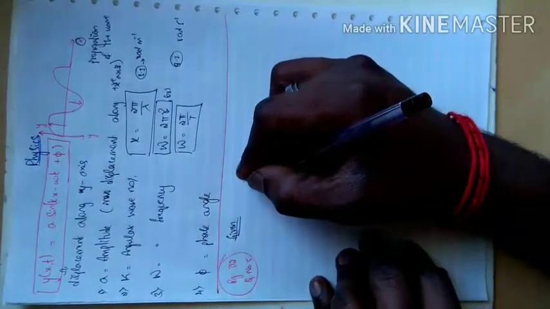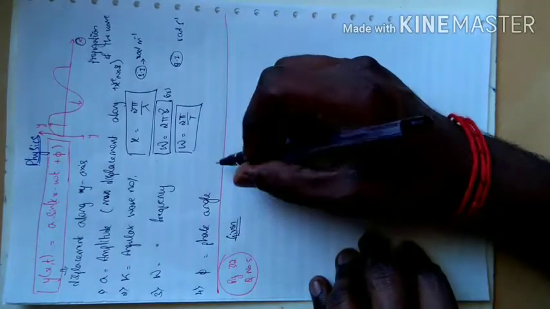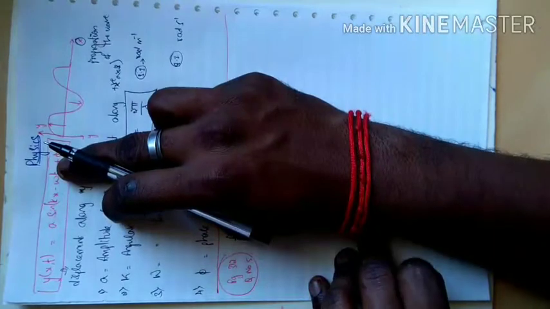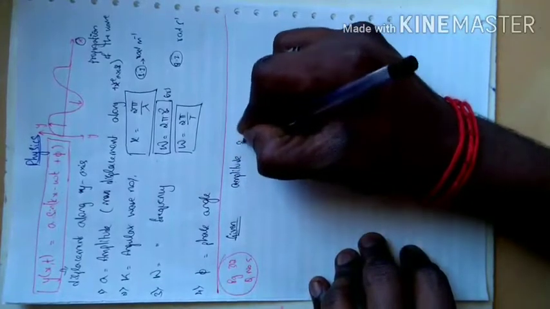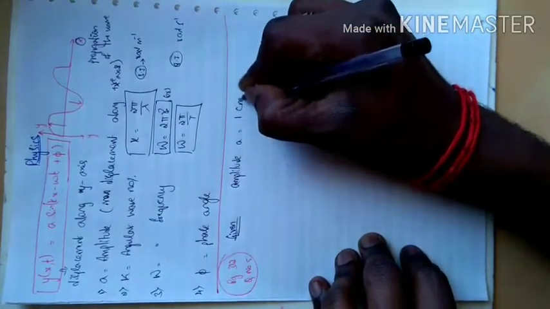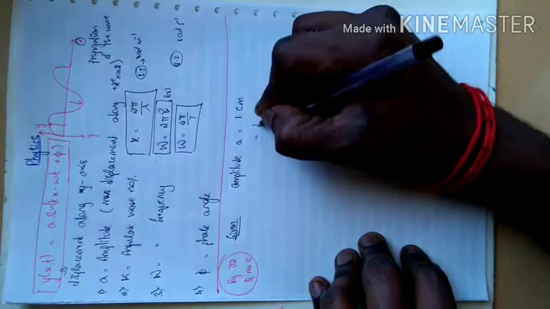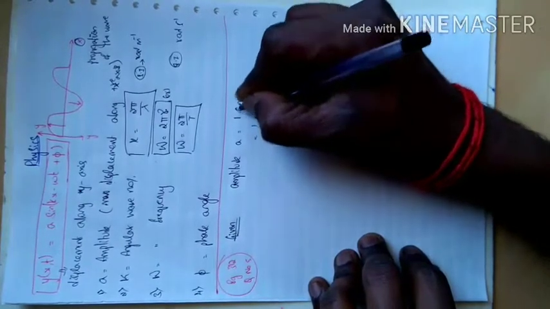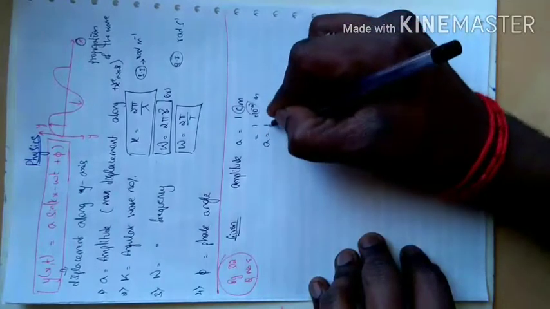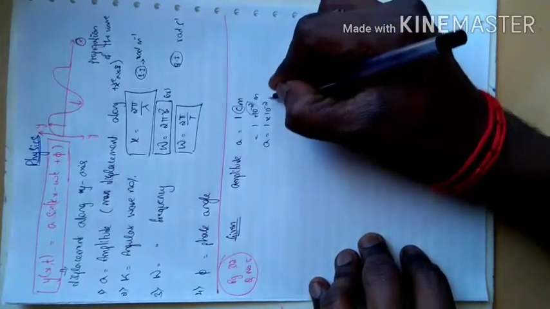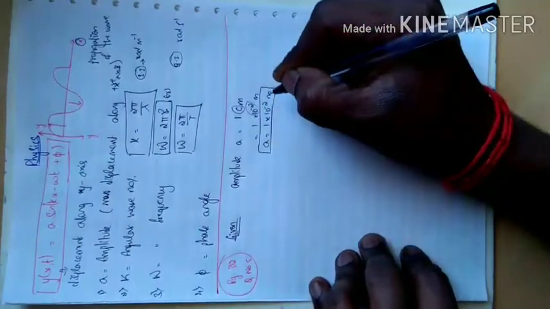A harmonic wave traveling in the positive x-axis. This is the expression for positive x-axis. As an amplitude. Amplitude is denoted by small a. Its value is 1 centimeter. Centi means how much? 10 to the power of minus 2 meter. Therefore, A is equal to 1 into 10 to the power of minus 2 meter. I got it in SI unit.